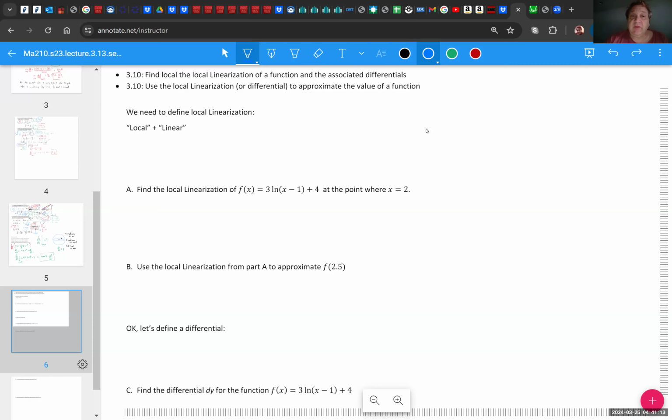Don't worry if those vocabulary words are not known. I will explain what they are. And also, we're going to be using those local linearizations or differentials to approximate the value of a function. All right, let's get started.